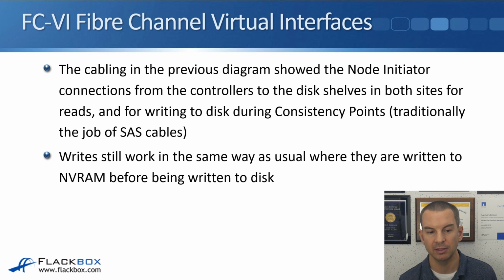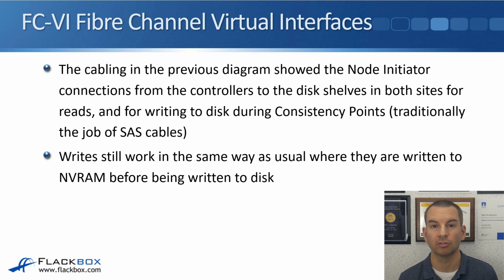So the cabling in that previous diagram showed the node initiator connections from the controllers to the disk shelves in both sites for reads and for writing to disk during consistency points. That is traditionally the job of the SAS cables, but as we said, SAS cables aren't long enough to do that across 2 different buildings, so that's why we had those node initiator connections with MetroCluster using Fibre Channel, and that is used for the traffic going to and from the disk shelves.